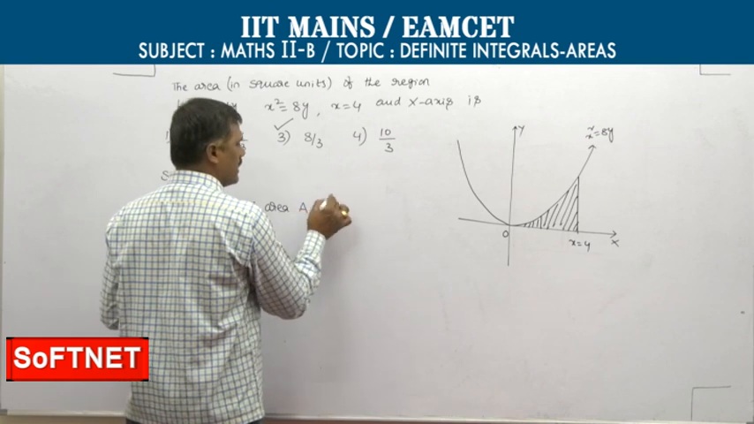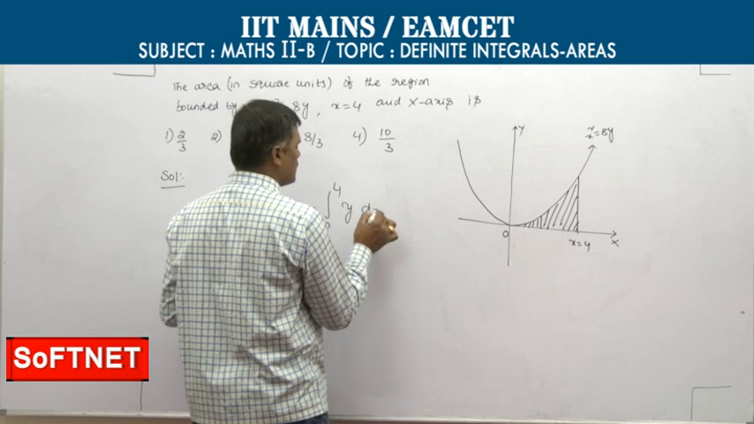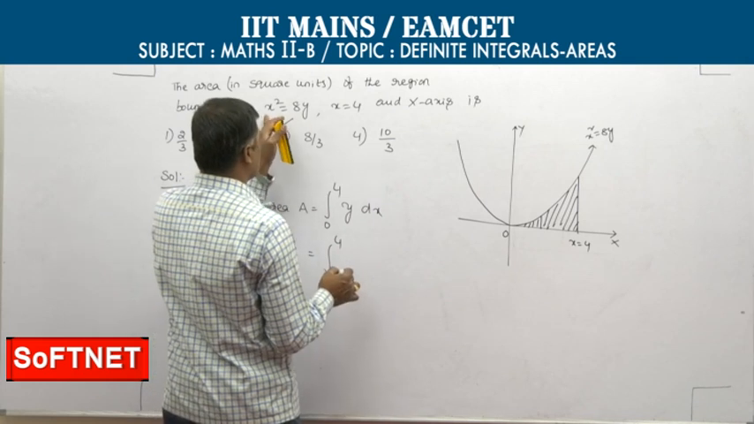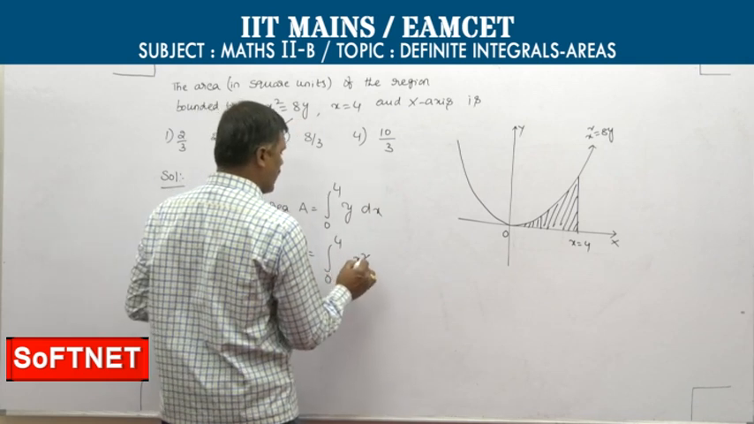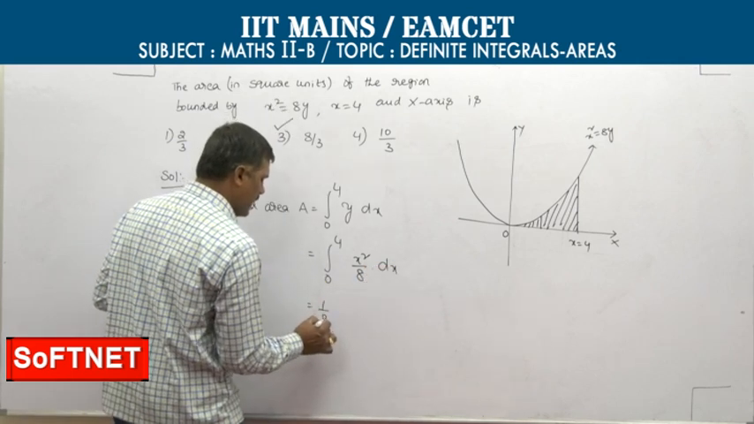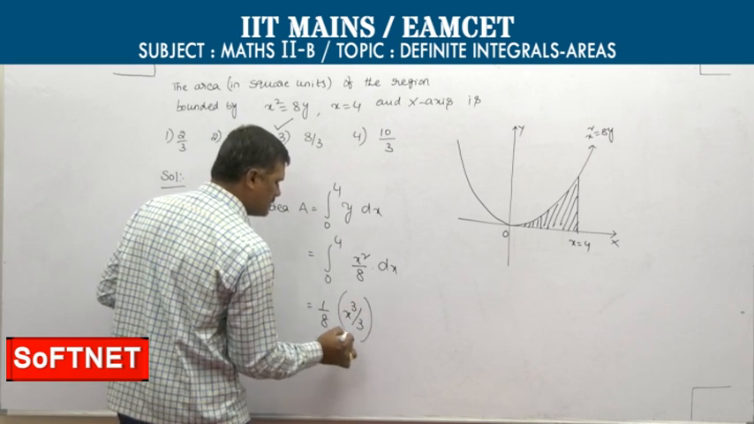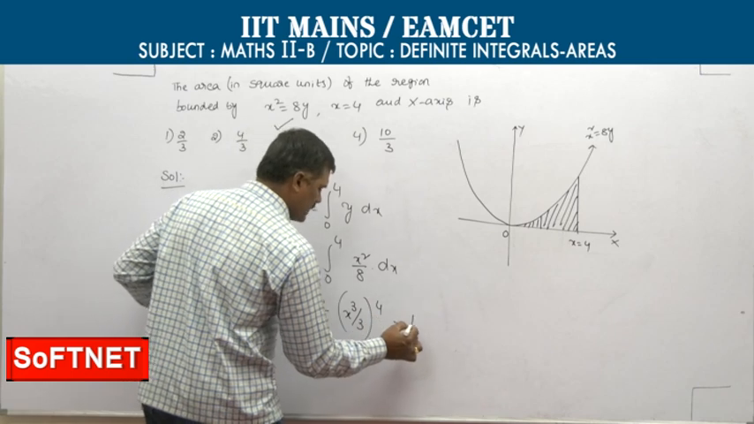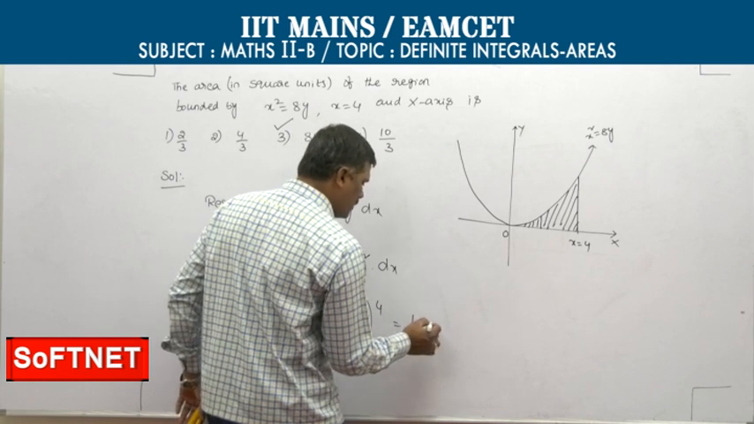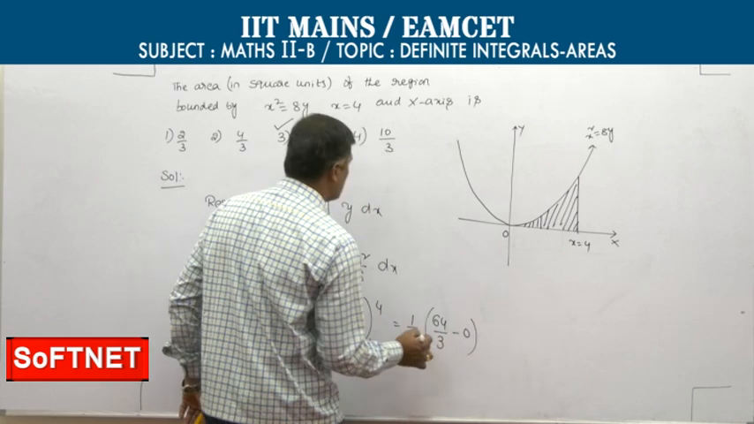A is equal to the integral from 0 to 4 of y dx, that is equal to the integral from 0 to 4 of y, where x square equal to 8y, so y equal to x square by 8, into dx. That is equal to 1 by 8, constant, integration of x square is x cube by 3, limits 0 to 4, that is equal to 1 by 8 into upper limit 4 cube, 64 by 3, minus lower limit 0.